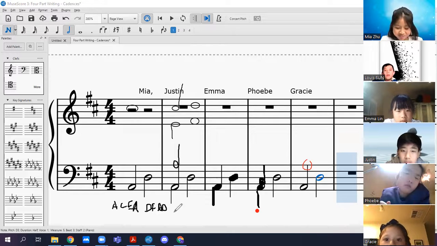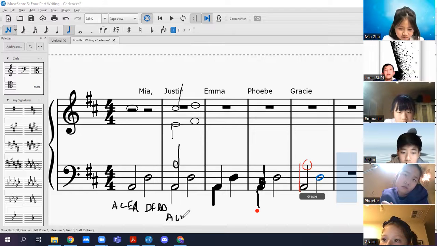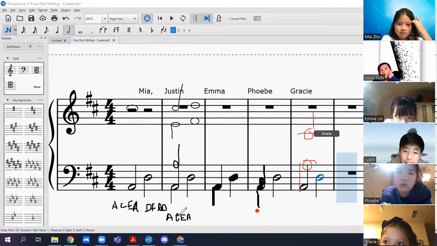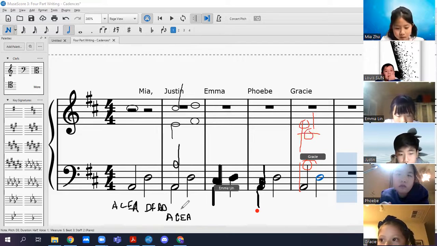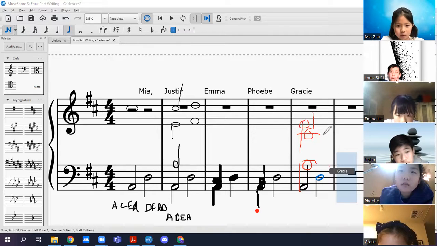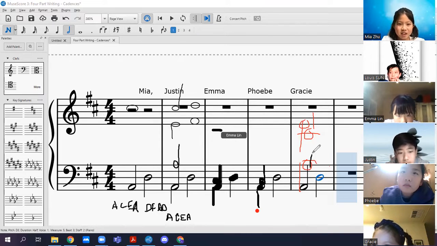Because remember, the notes you should have are A, C, E, A. For the dominant, it's very useful to write down what core notes you should have. Is anyone else confused? The stem should be going that way.